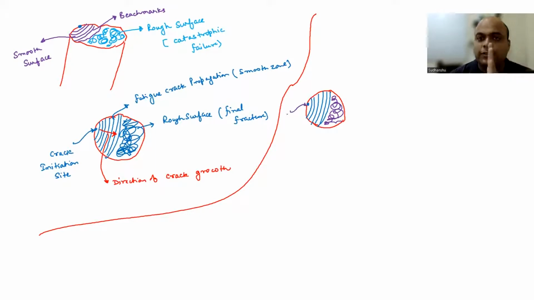Okay. And then what you see is a smooth surface and then a rough surface. So this is your smooth surface and this is your rough surface. And this is the crack initiation site. So this is the case of a single nucleation site.